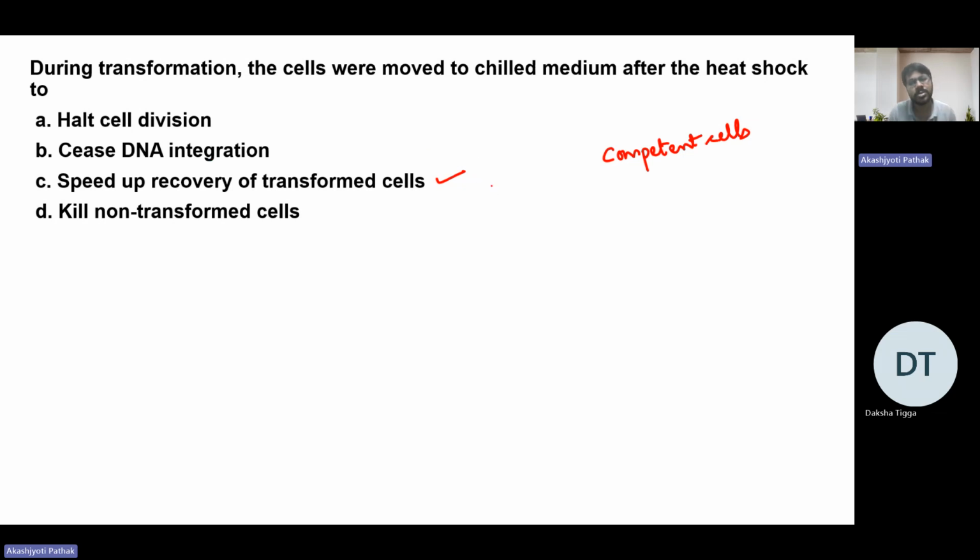And after this step also, we add the LB media. We again add 900 microliter of LB media, and we incubate it for 45 minutes to 1 hour. Because when you are giving the heat shock, pores are created on the cell wall and cell membrane. So the bacteria can recover from this extensive chemical and physical treatment.